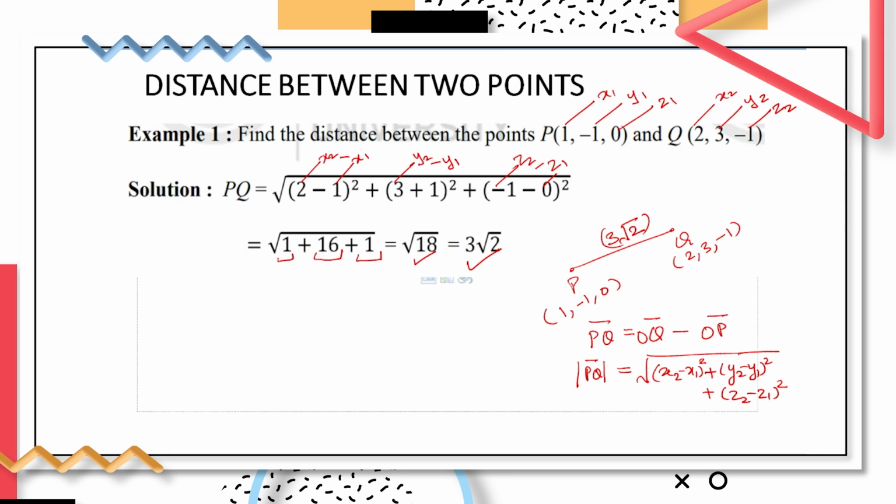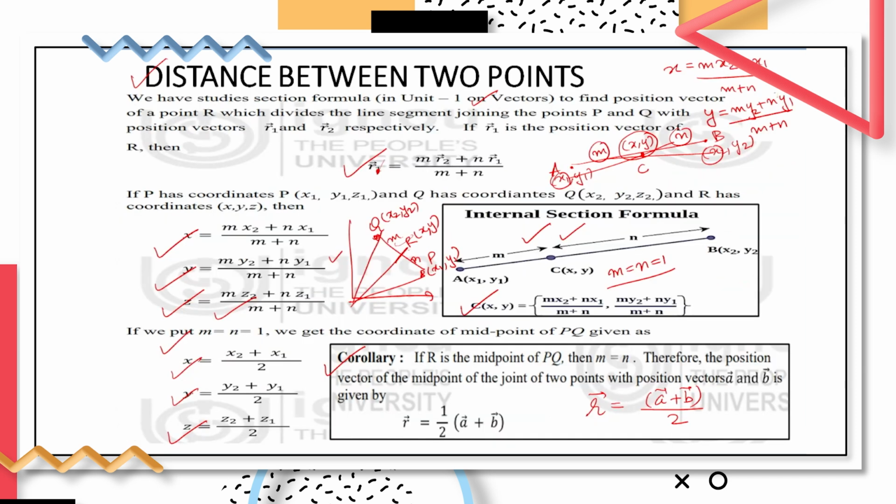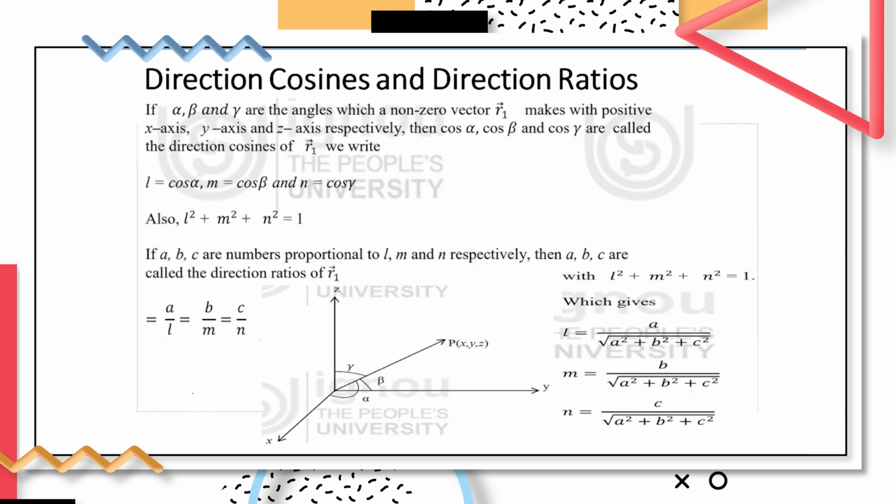So I hope you understood how to find the distance between the 2 points. The distance between the 2 points is given by this expression, that is square root of (x2 minus x1) square plus (y2 minus y1) square plus (z2 minus z1) square. We also learned how to determine the coordinates of a point which is bisecting the distance between the 2 points in some ratio m is to n, and we learned by solving one numerical also.